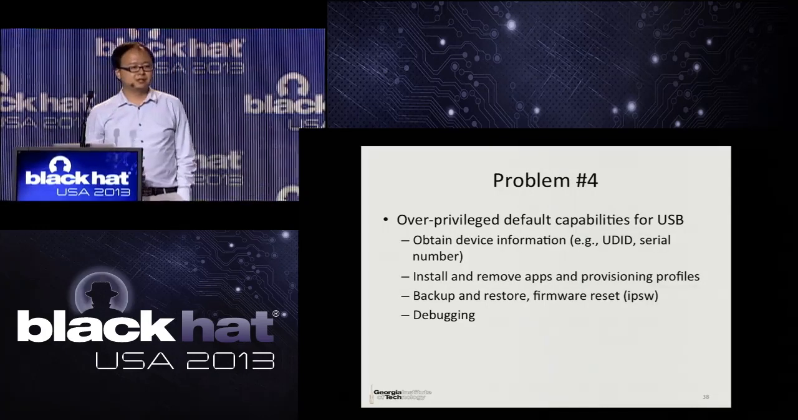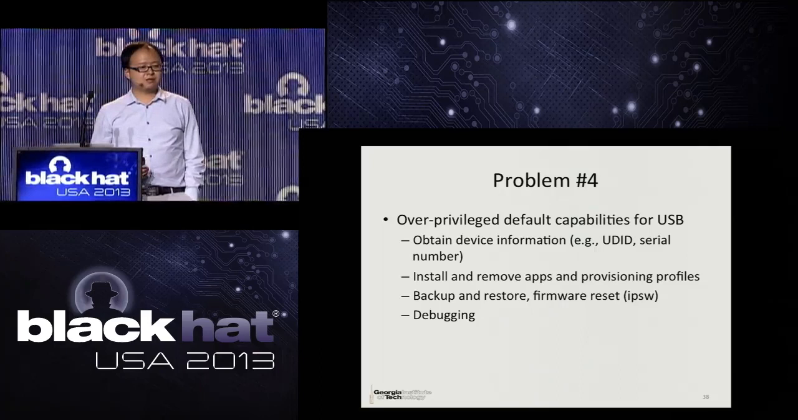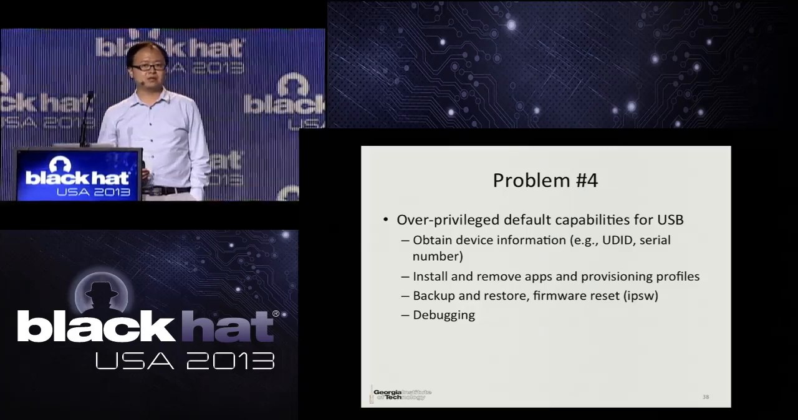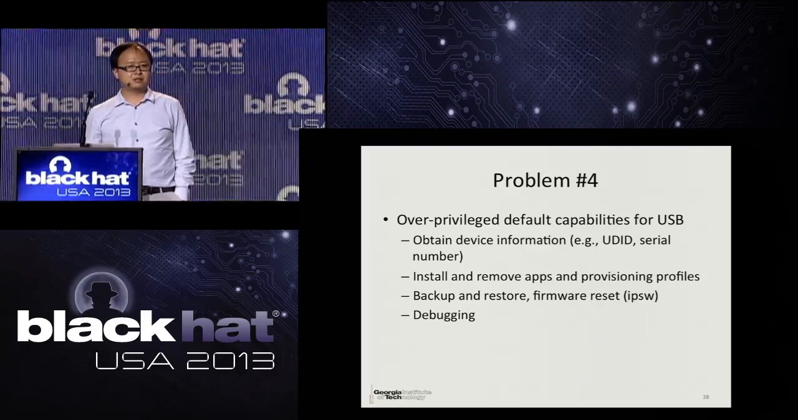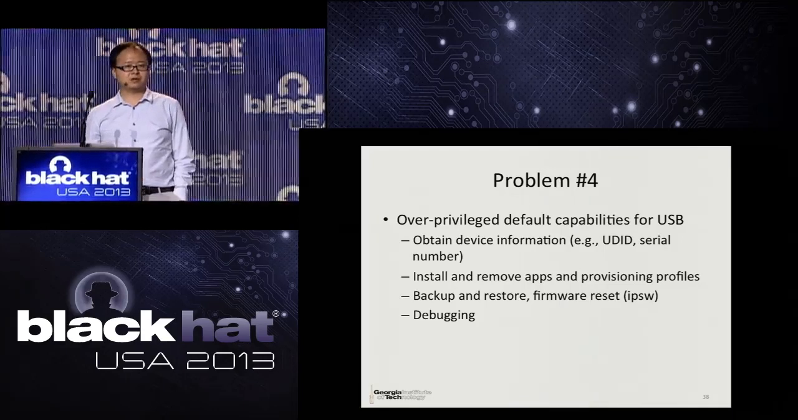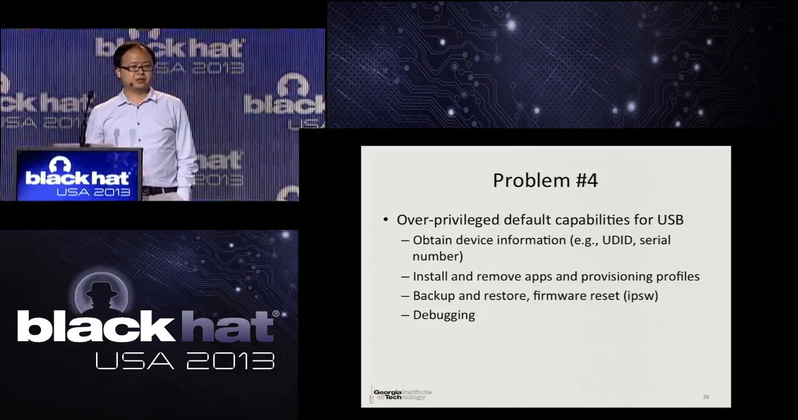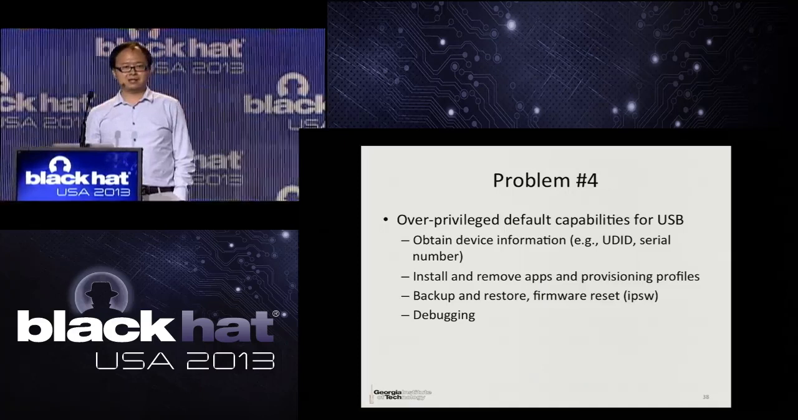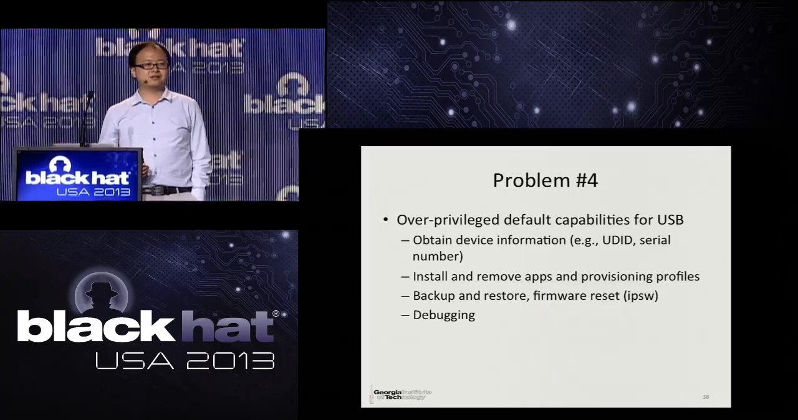Problem number 4, overprivileged default capability for USB. So as already mentioned, the USB can be used to obtain the device information. It can also be used to install and remove apps and provisioning profiles. It can be used to perform backup and restore, and even firmware reset. It is also used for debugging. Among these capabilities, we think the two related to development, namely installing the provisioning profile and debugging, are the most dangerous ones, because without the ability to automatically install the provisioning profile, our attack won't succeed. And with the capability of debugging, you can come up with different kinds of creative attacks.